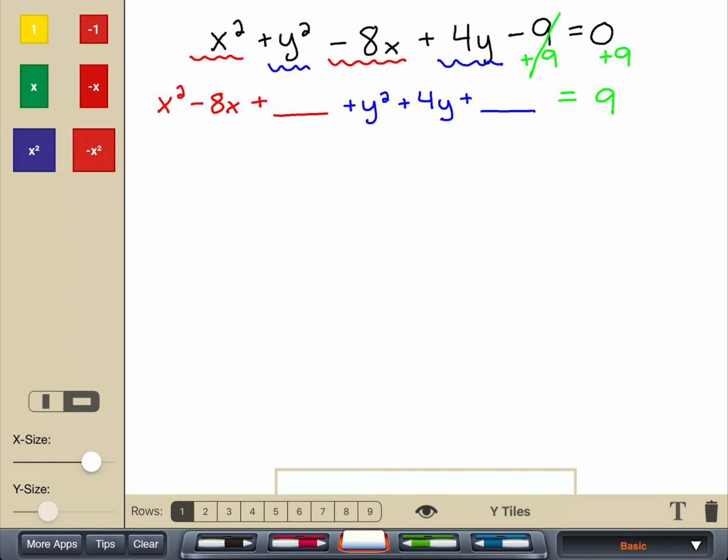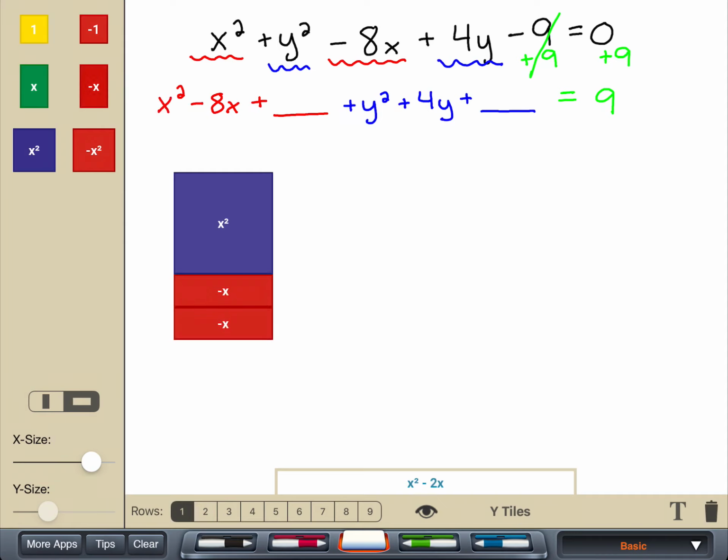So I'm going to this time do the box method with the x's, and then do the algebra tiles with the y's. No, I'm not. I am not going to do that because I don't have y algebra tiles. So I'm just going to go ahead and do this. So we have x squared, and then we have negative 8x.